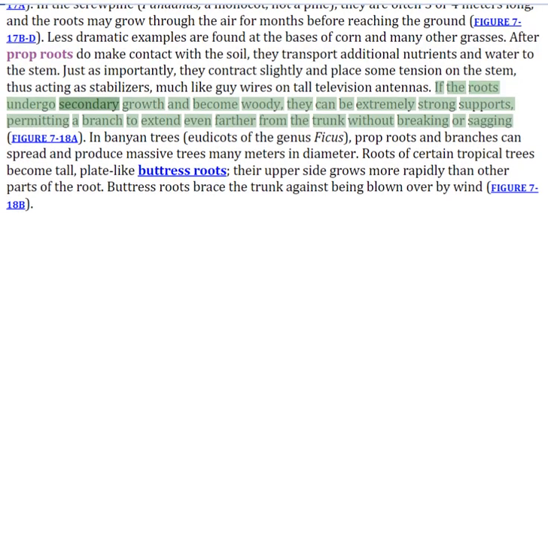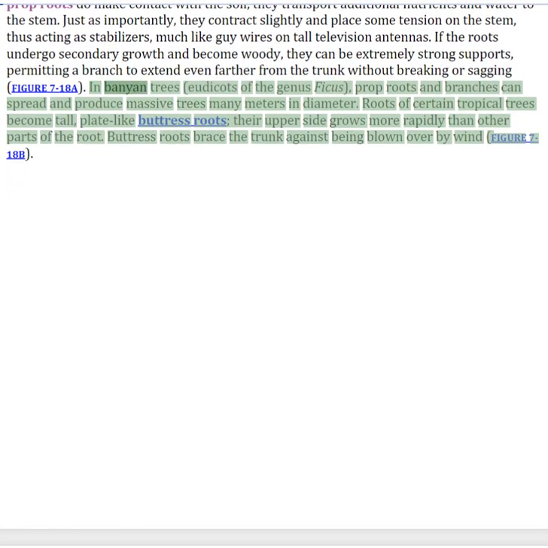If the roots undergo secondary growth and become woody, they can be extremely strong supports, permitting a branch to extend even farther from the trunk without breaking or sagging. In banyan trees, prop roots and branches can spread and produce massive trees many meters in diameter. Roots of certain tropical trees become tall, plate-like buttress roots. Their upper side grows more rapidly than other parts of the root. Buttress roots brace the trunk against being blown over by wind, Figure 7.18b.